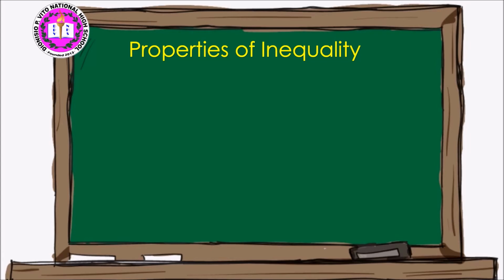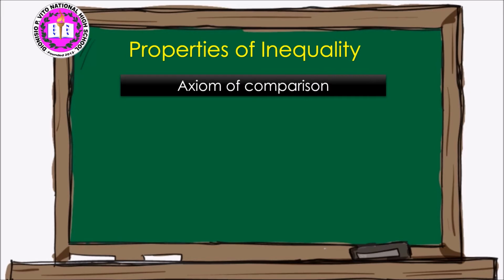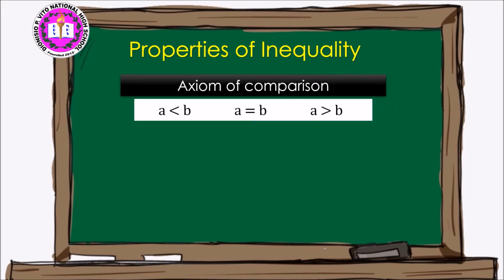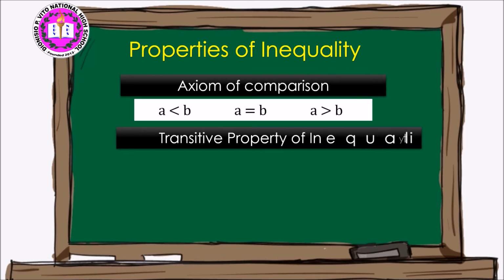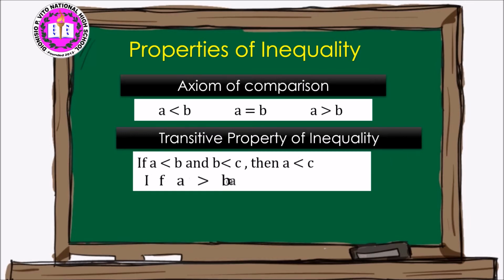Next we have the properties of inequality. So we have the law of trichotomy, or comparison: a is less than b, a is equal to b, or a is greater than b. Then we have the transitive property of inequality. If a is less than b and b is less than c, then a is less than c. Then if a is greater than b and b is greater than c, then a is greater than c.